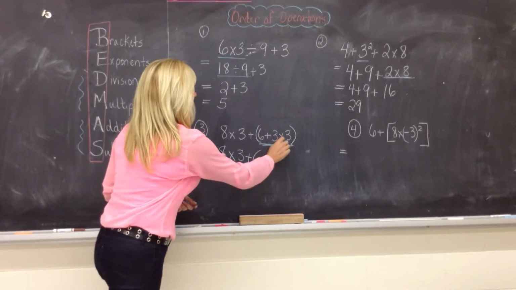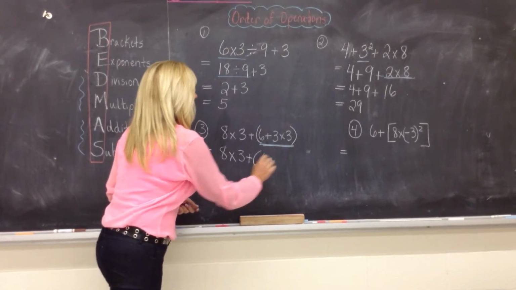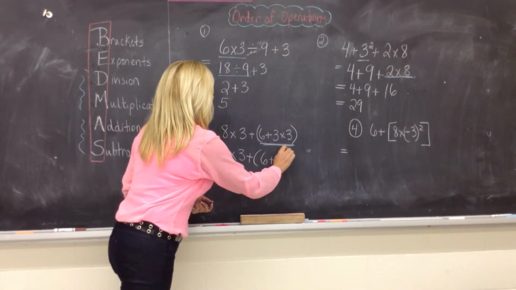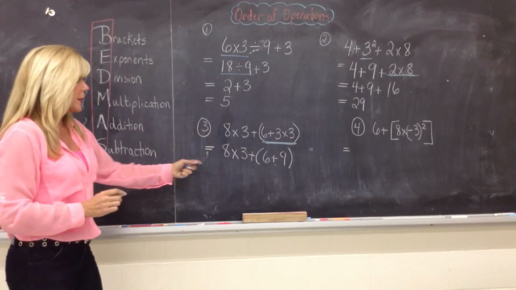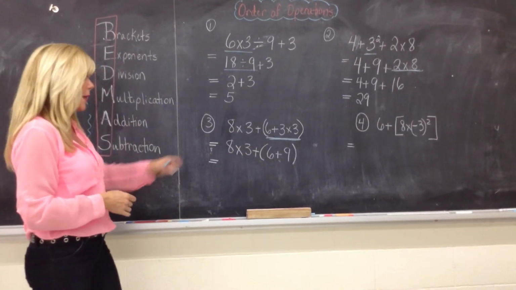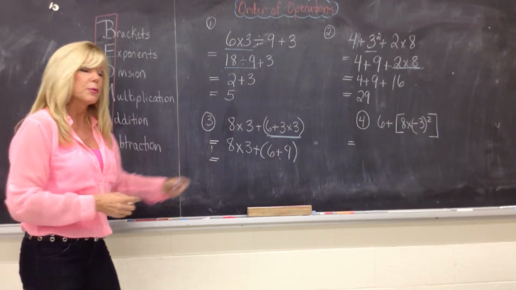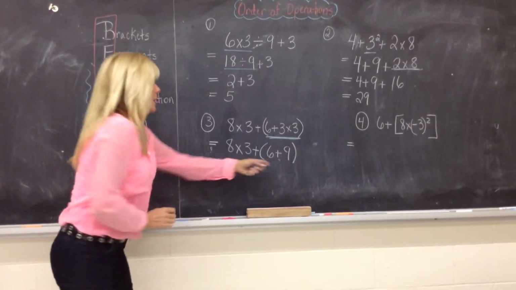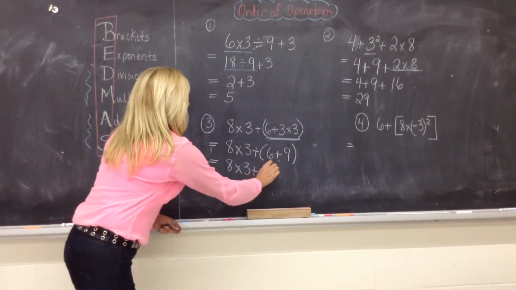So I need to look at what am I going to do first in those brackets. Well, I'm going to do the multiplication. So I'm going to rewrite the 6 plus. 3 times 3 is 9. So now I'm going to continue on, but I haven't cleaned up my brackets yet, so I still have to work on my brackets. Just don't forget to rewrite the first part of your question. So 6 plus 9 is 15.